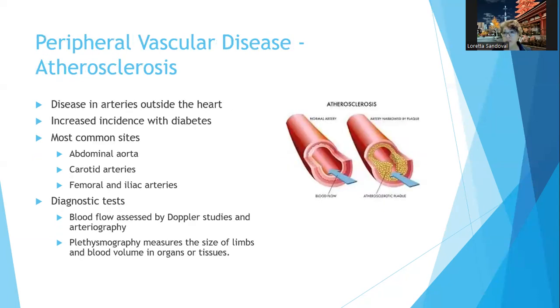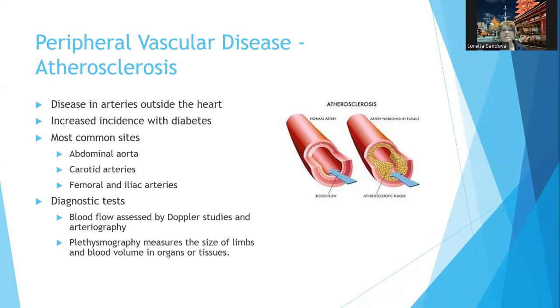So hypertension, of course, can cause problems in all those important areas. It can also predispose you to atherosclerosis. Peripheral vascular disease is different from cardiovascular disease, which is the arteries of the heart, or coronary disease. Peripheral vascular disease is a disease in arteries outside the heart, so every other artery in our body.